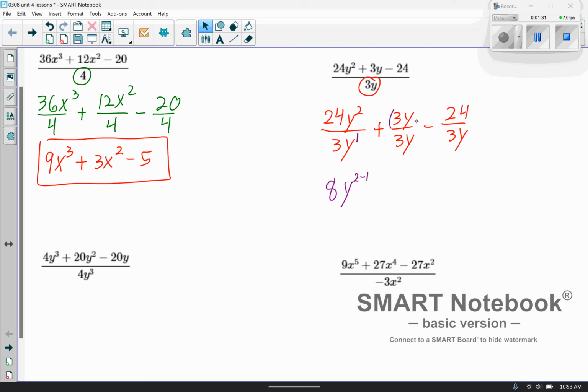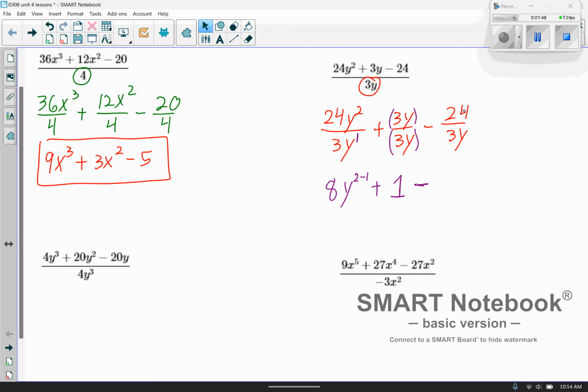Then here you basically have 3y divided by 3y. So whenever you have something divided by itself, you have the same exact thing on top and bottom. That's just going to reduce down to a 1. So the 3's cancel and the y's cancel, but technically they're going to reduce down to a 1.